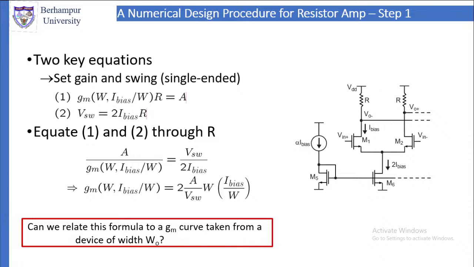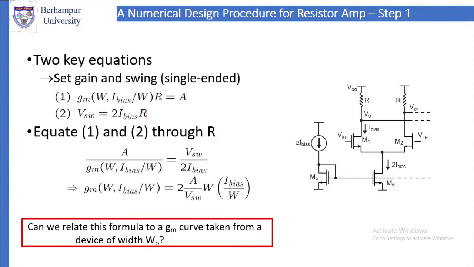From that you are giving two I bias to the M6, then alpha I bias to M5. It is a difference amplifier, so we have Vin and Vin minus. Anyway, what we'll do here is set the gain and the single-ended swing. So we'll set gain and swing here.